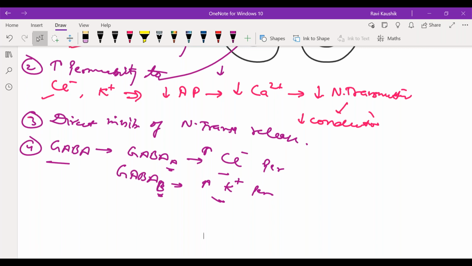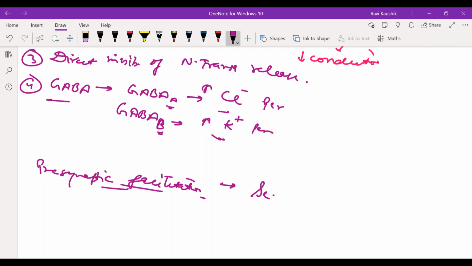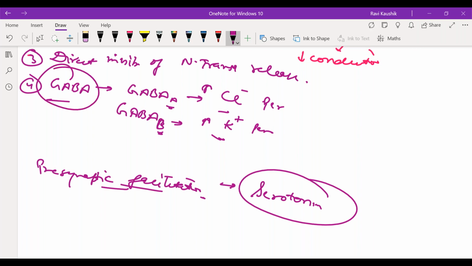Conversely, what can happen? You can have presynaptic facilitation as well. That is again one thing which can be there. So repolarization will get delayed, and it will lead to continuation of depolarization basically. Facilitation can be done by the neurotransmitter serotonin. This is important. So GABA will lead to inhibition, and serotonin will lead to presynaptic facilitation.